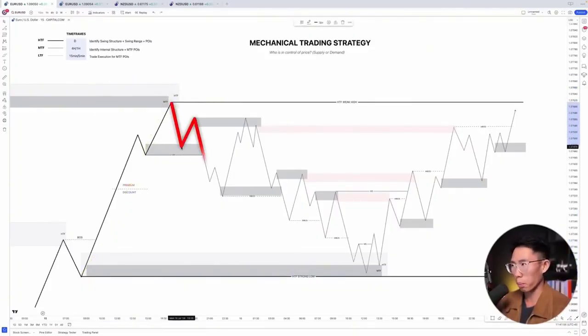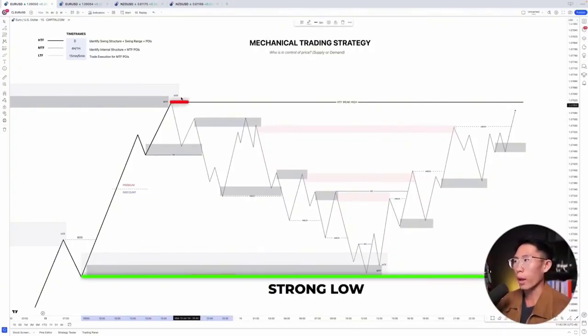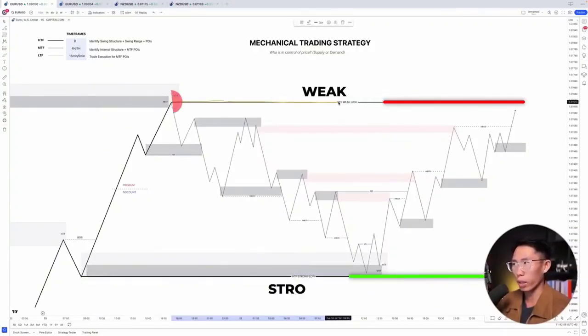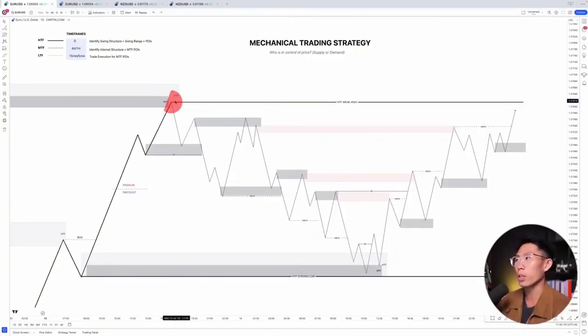So once price starts pulling back, what you can do is narrow your focus to a certain part of price so that you don't confuse yourself, right? So you basically do that by marking up your strong low and also your wick high right here, which is the highest point before price starts pulling back.